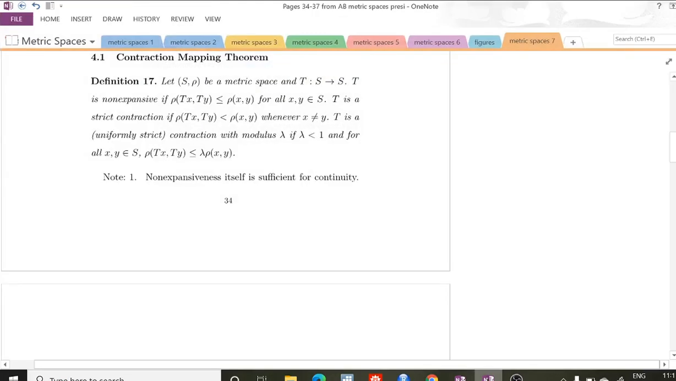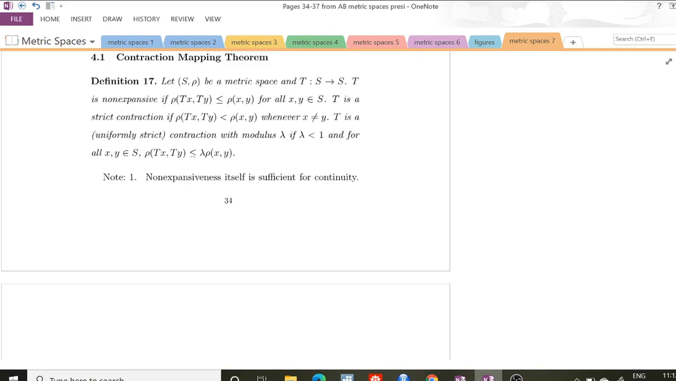So let's discuss the contraction mapping theorem of Banach, which also happens to be Banach's PhD thesis, apparently. So we start with this series of interconnected definitions of various kinds of self-maps. By self-maps, we mean mappings from a set to itself.